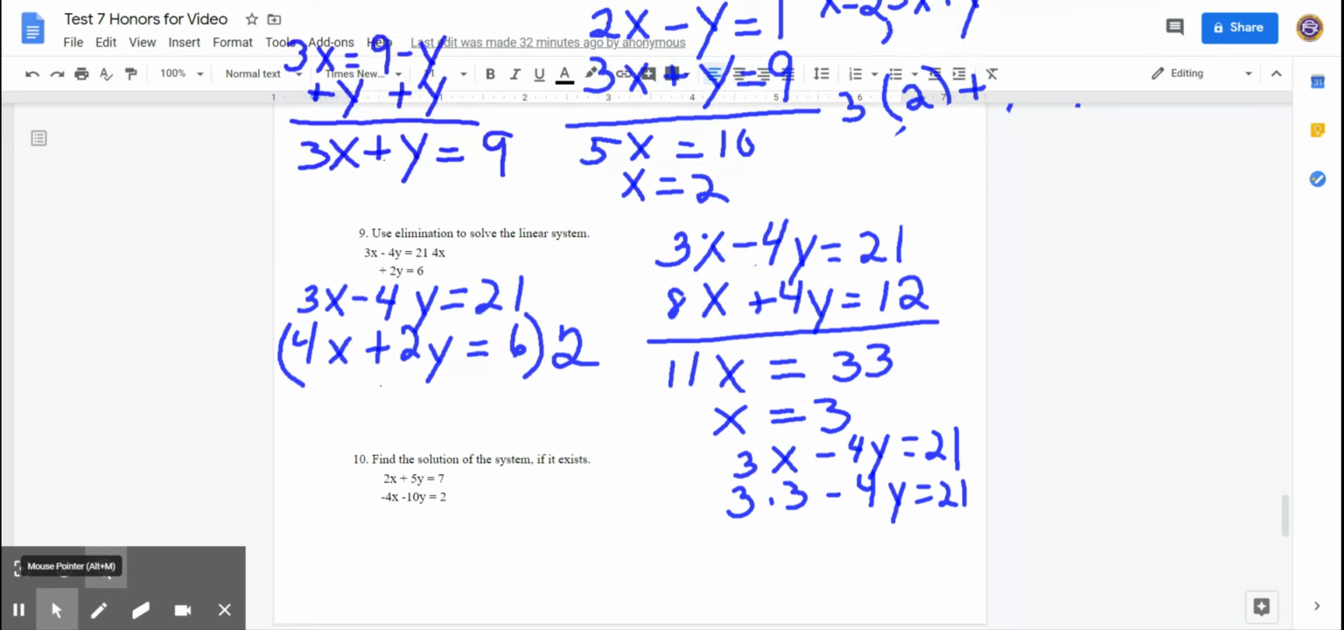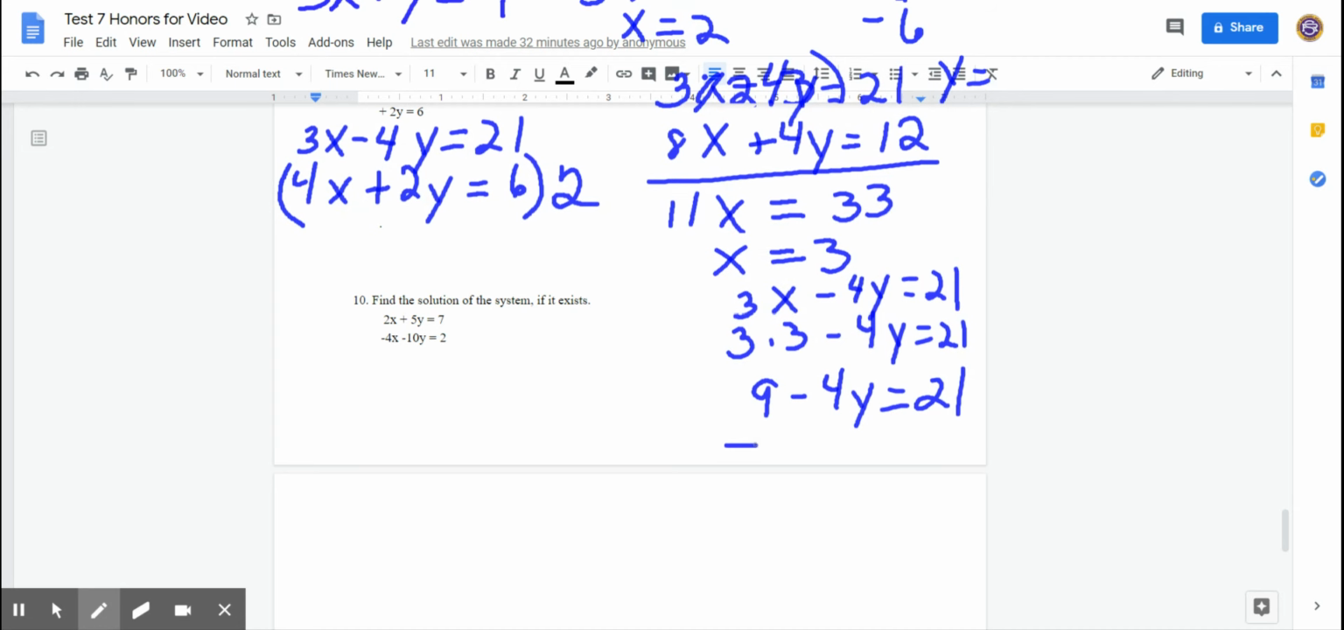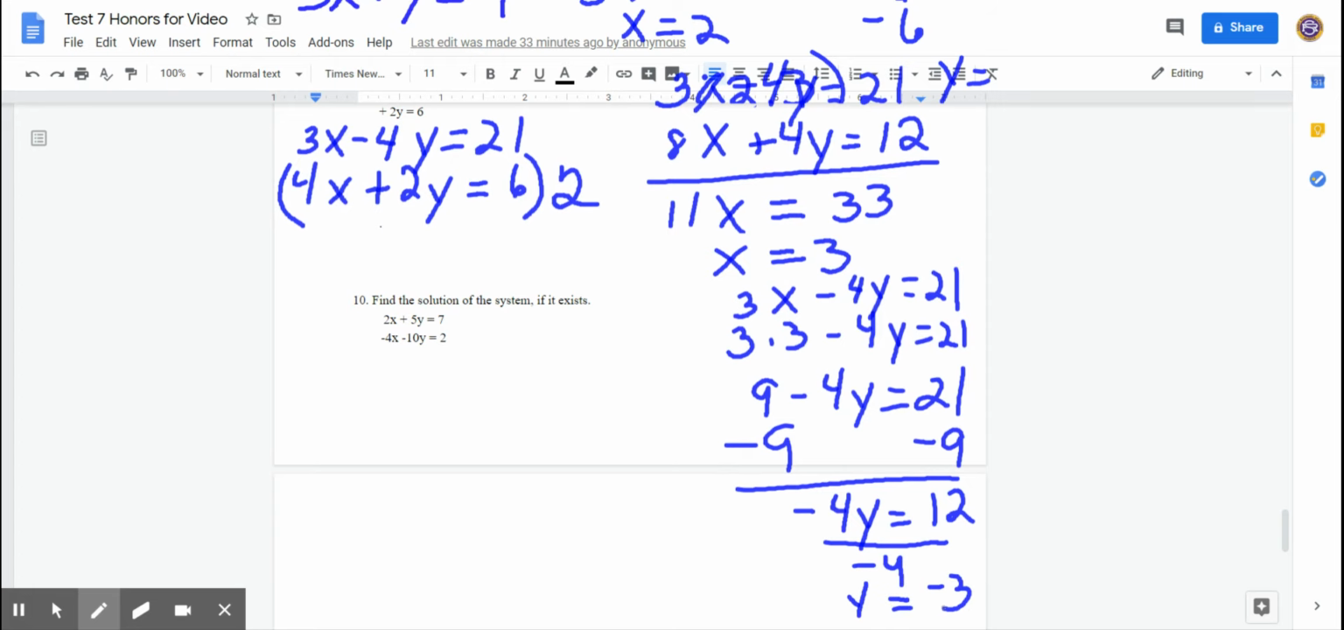Okay. And when I do that, I get 9 minus 4y equals 21. Subtract the 9, and negative 4y equals 12. Divide by negative 4, and y equals negative 3. So where do they intersect? They intersect at 3, negative 3.